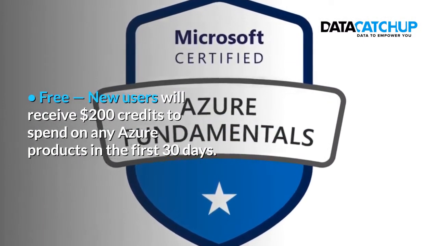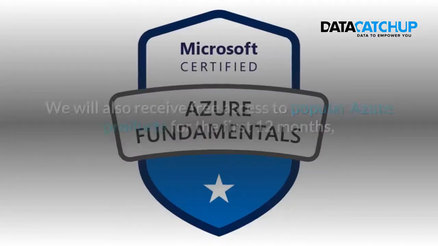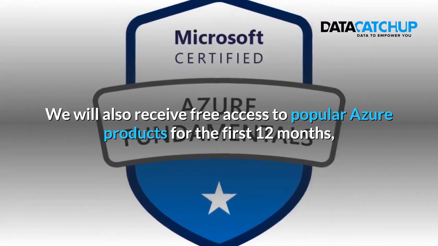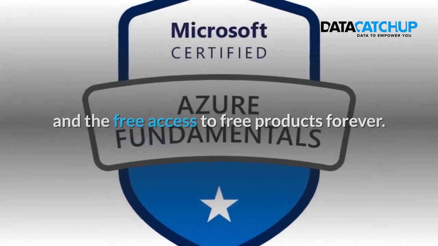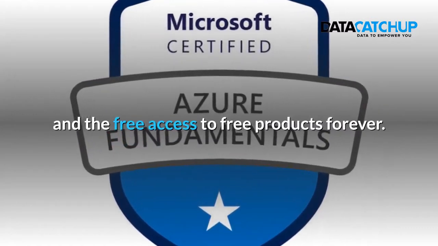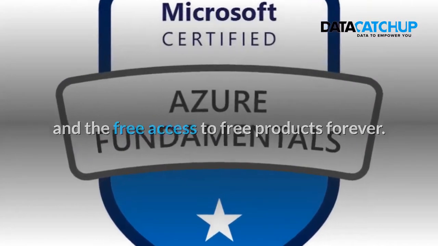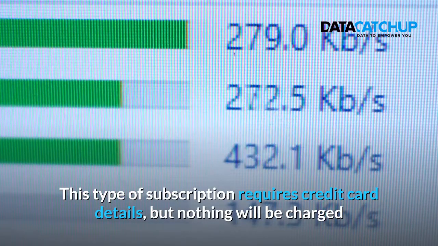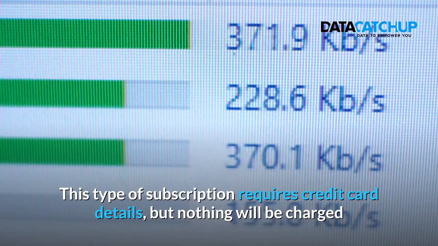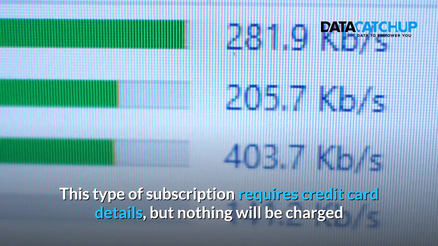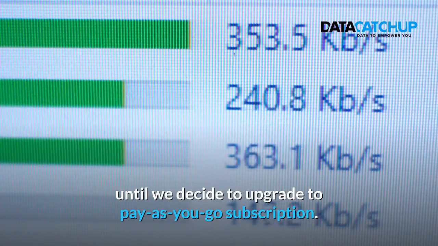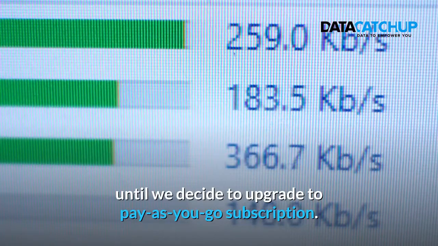Azure subscription types. Free: new users will receive $200 credits to spend on any Azure products in the first 30 days. We will also receive free access to popular Azure products for the first 12 months, and free access to free products forever. This type of subscription requires credit card details, but nothing will be charged until we decide to upgrade to a pay-as-you-go subscription.